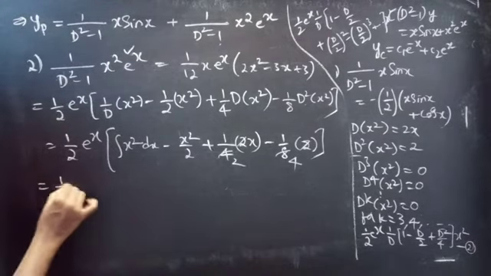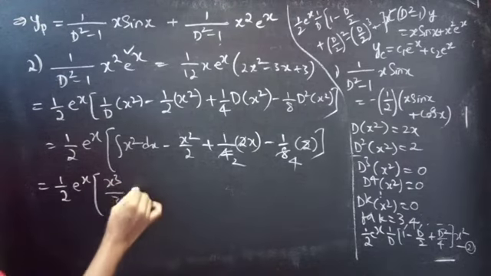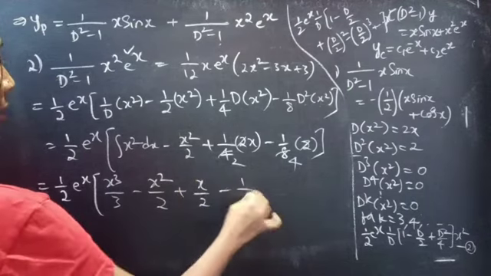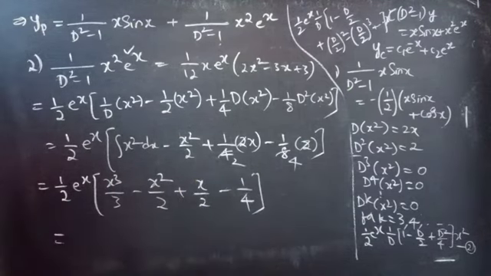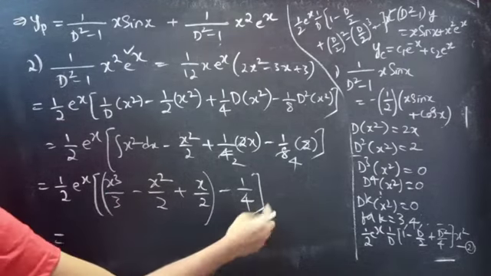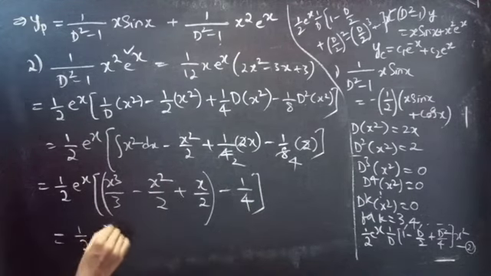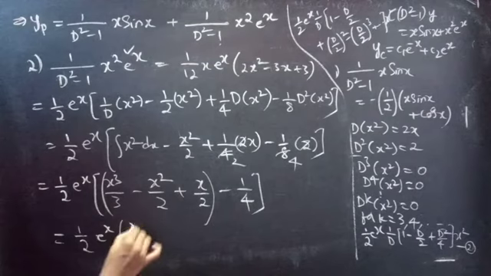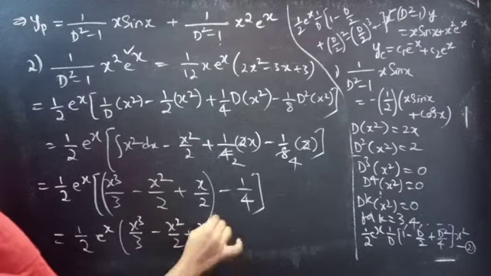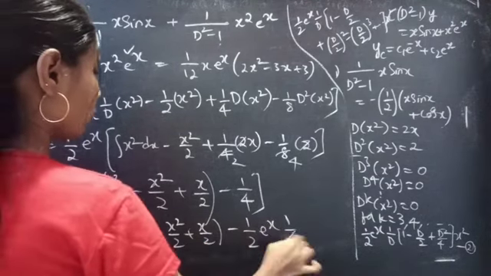This becomes 1/2 e^x times the integral of x² dx, which is x³/3 minus x²/2 plus x/2 minus 1/4, right? So we can split the total terms in the bracket into 2 terms. I'll write it as 1/2 e^x times (x³/3 minus x²/2 plus x/2) minus 1/2 e^x times 1/4.